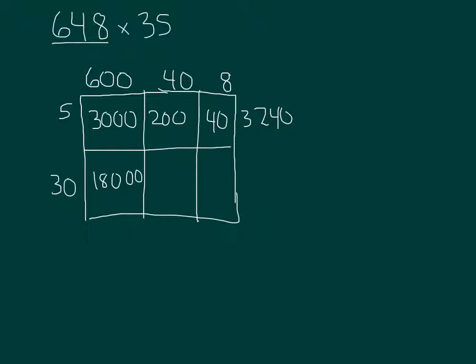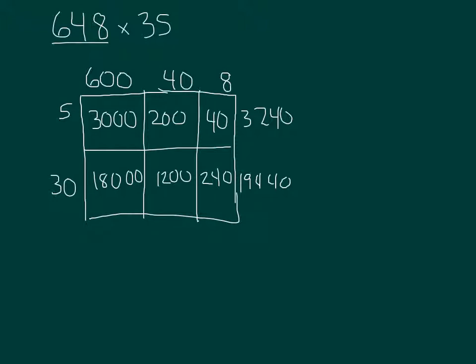30 groups of 40 is 12 with 2 zeros. And 30 groups of 8 is 24 with a 0. And if I add those up, the ones place is going to give me a 0. The tens place is going to give me a 4. The hundreds place is going to give me a 4. The thousands place is going to give me a 9. And the 10,000s place is going to give me a 1.